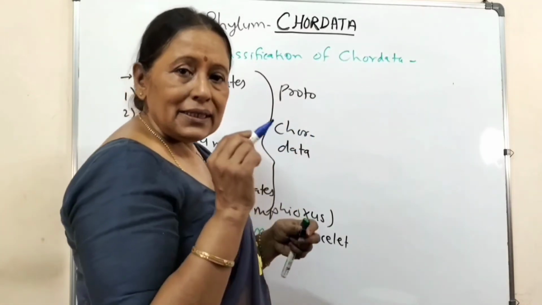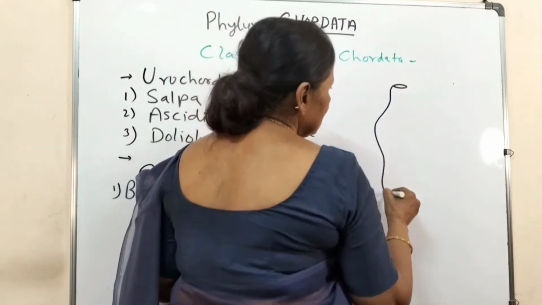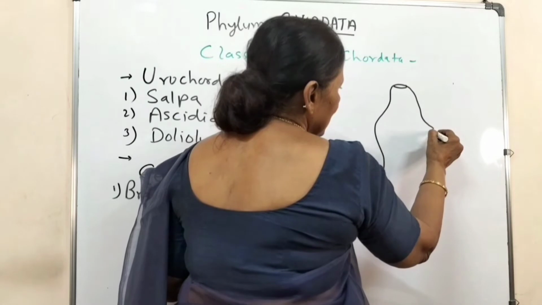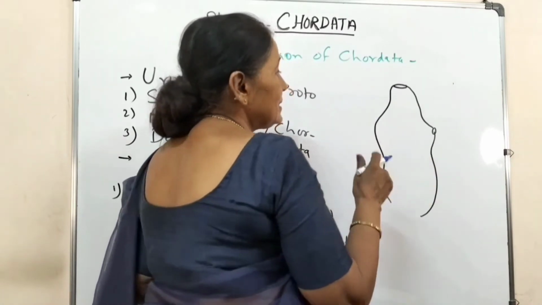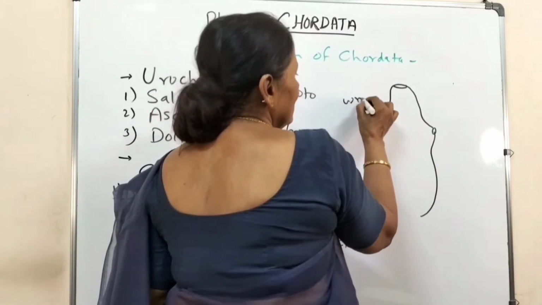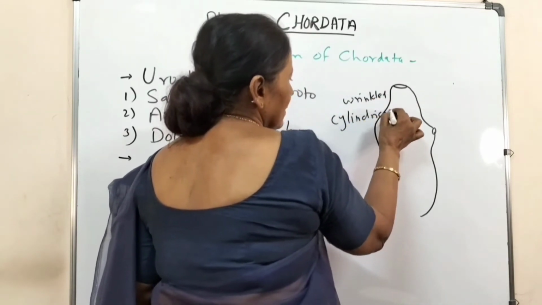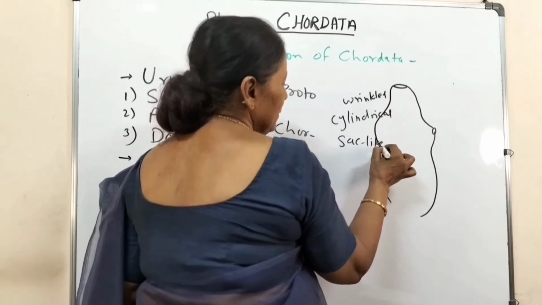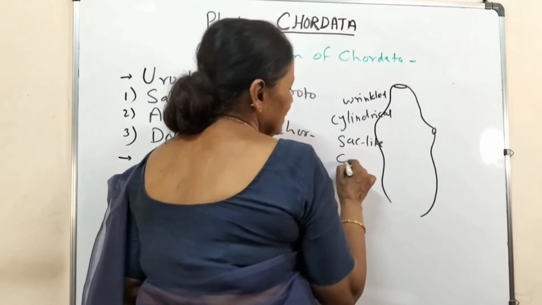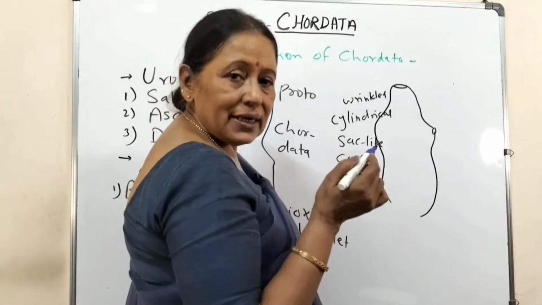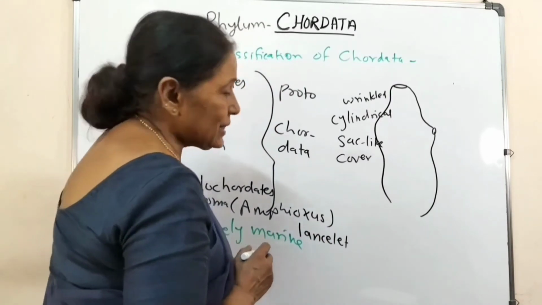When we see the diagram of Ascidia, you see that its body is like a wrinkled, cylindrical, sac-like cover. That's why they are called tunicates. Urochordates are also called tunicates. So this covering is wrinkled, cylindrical and sac-like.